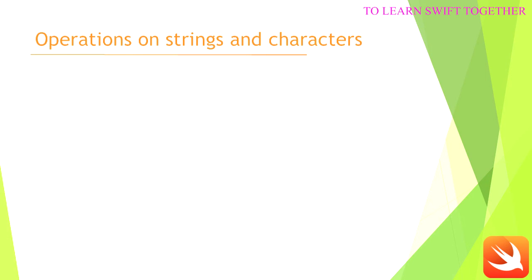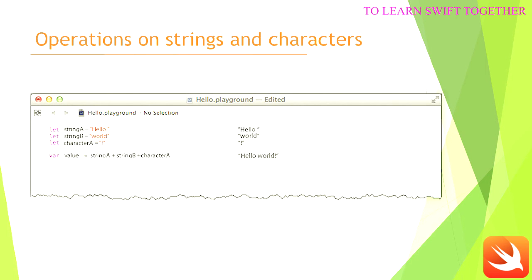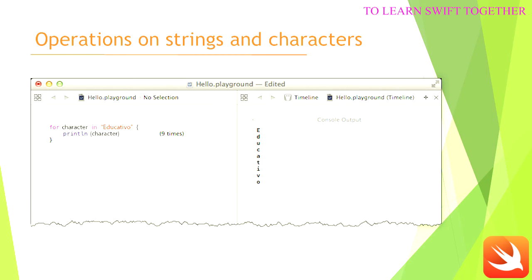Now let's move on to character variables and character strings. We already know how to declare character type variables and constants. Now let's see how to use them. Adding strings to each other and mixing strings with characters is very simple in Swift. For this purpose, we need to use the addition operator plus. We can also iterate over any string of characters by using a simple for-in loop. We'll deal with loops in detail later in the course.